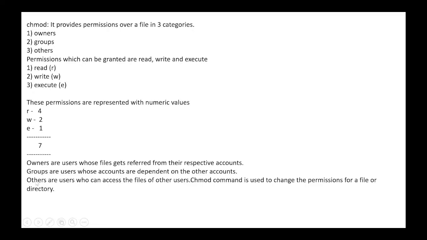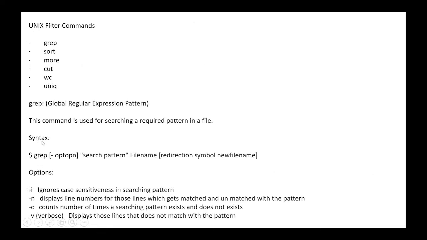Here chmod provides permissions over a file in three categories: owners, groups, and others. The permissions which can be granted are read, write, and execute. These permissions are represented with numeric values. The standards are R 4, W 2, E 1, so this is 7.